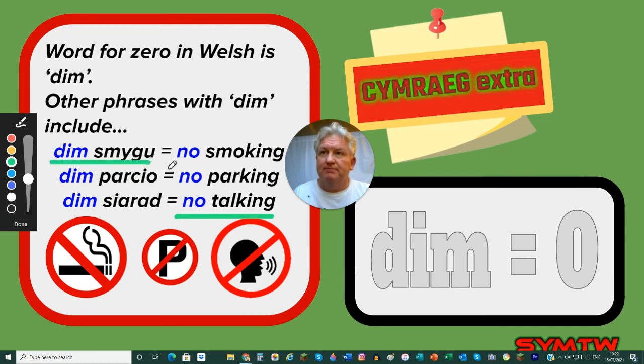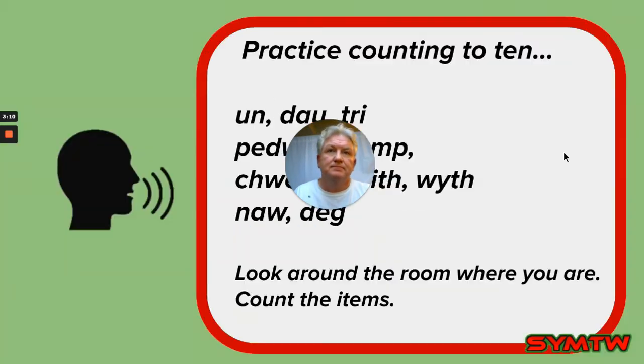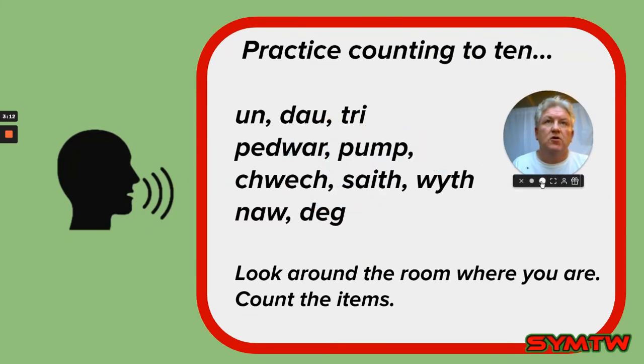So have a look at these again. Dim smygu. Dim parcio. Dim siarad. So look around the room where you are. Count the items. Practice. Un, dau, tri. Pedwar, pimp. Chwech, saith, wyth. Naw, deg.